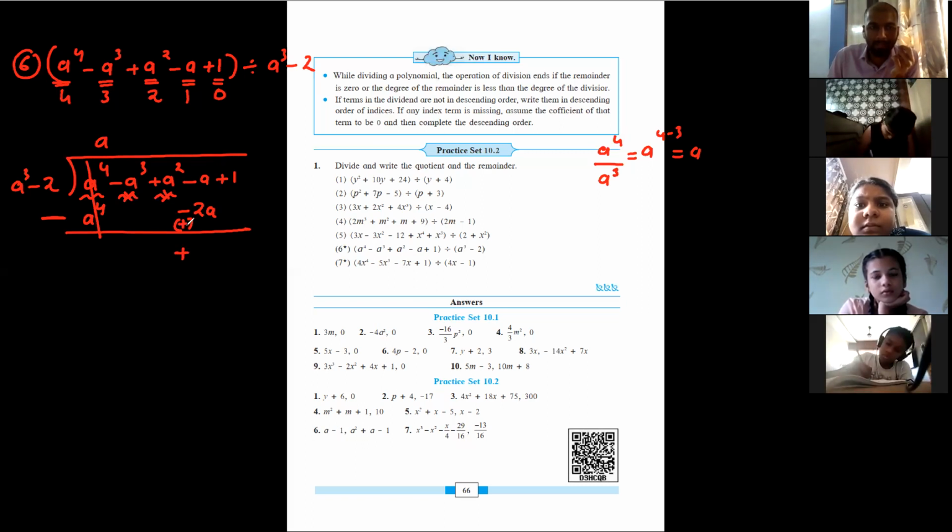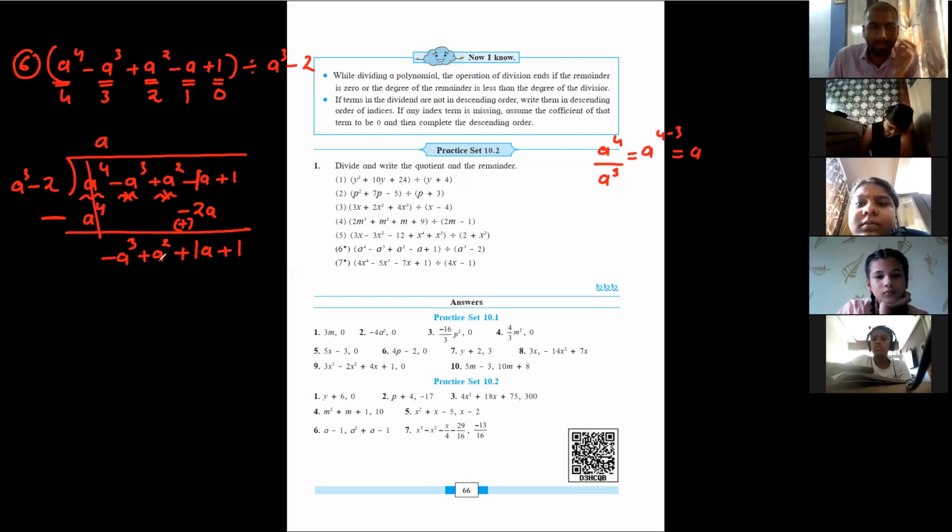Now in minus and plus, the signs are different. We'll subtract both of them. So 2 minus 1. See, here there is no number written. So I'll consider it as what? 1. 2 minus 1 is what? It is 1a. Okay. Now which all numbers will come down? Here it will be minus a cube. Here it will be a square. And here it will be plus 1.